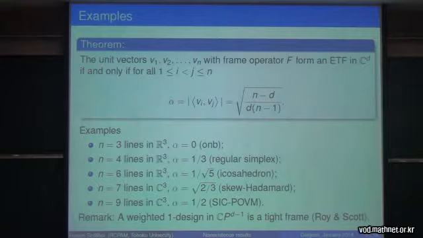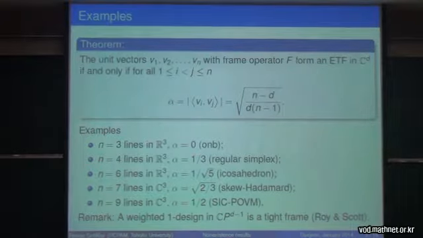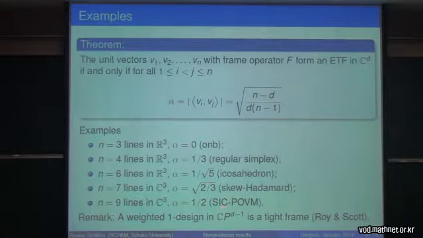Okay, and there are some trivial examples. If alpha is 0, you can have just an orthonormal basis in 3-dimensional space. You have 3 vectors. You can have a regular simplex, and then you have a different angle there. You can have even more lines. You can have 6 lines from the icosahedron, and you can have 7 lines from a skew Hadamard matrix, and you can even have 9 lines, but in the complex space at alpha equals 1/2, and this is a SIC-POVM, or what is called a complex projective 2-design, I guess.